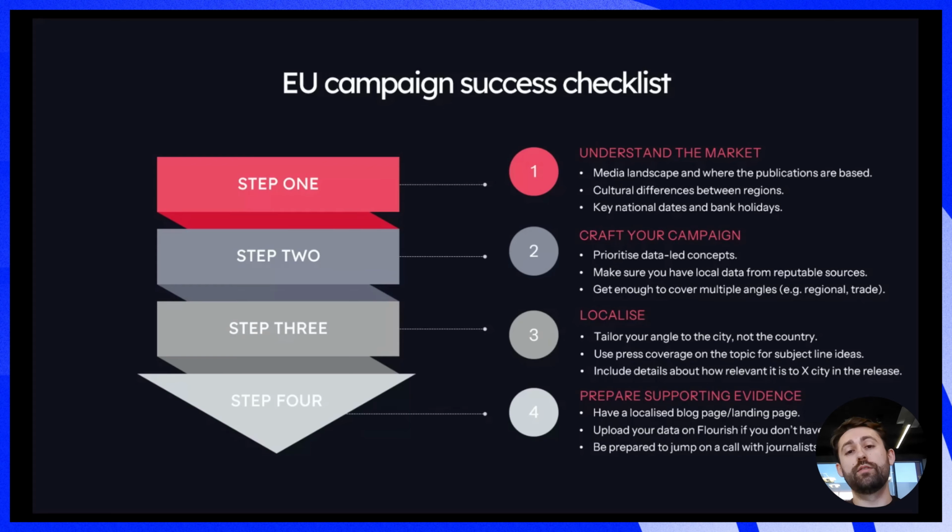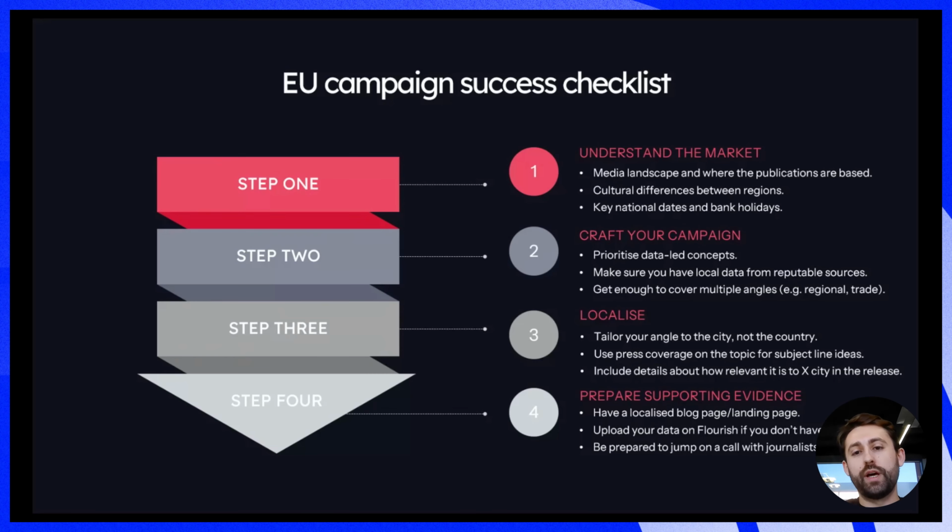But local is not enough. You also need regional trades if you're looking at industry splits. So it's really important to target the people that you want to outreach your campaign to. And then you have to localize. So you're not tailoring to a country, you're tailoring to a city. One thing we found was that using previous press coverage for headlines to see how you can angle it works quite well. And you need to include details of how this study is relevant to my little town of 20,000 people.